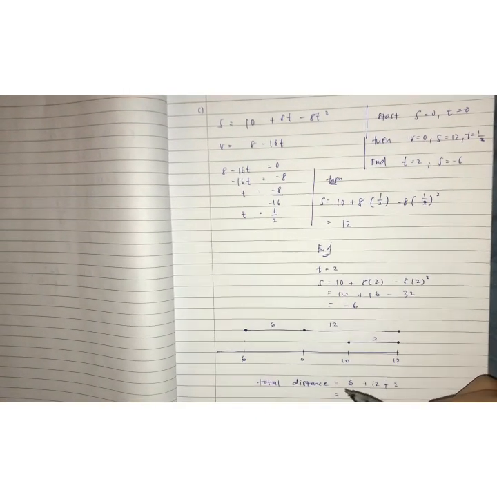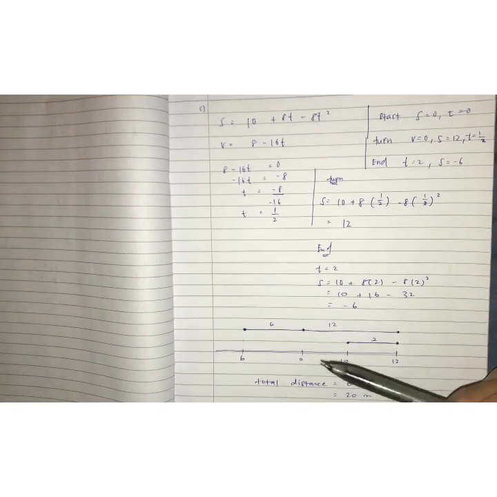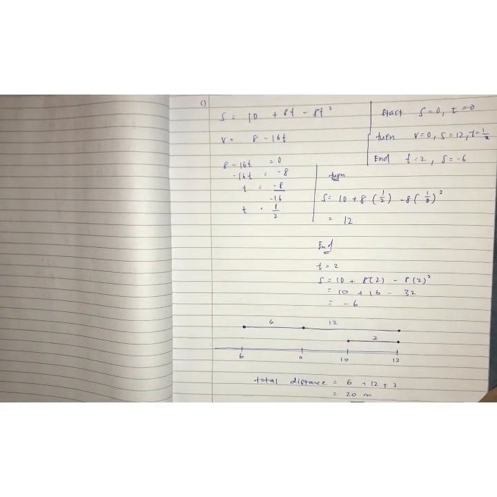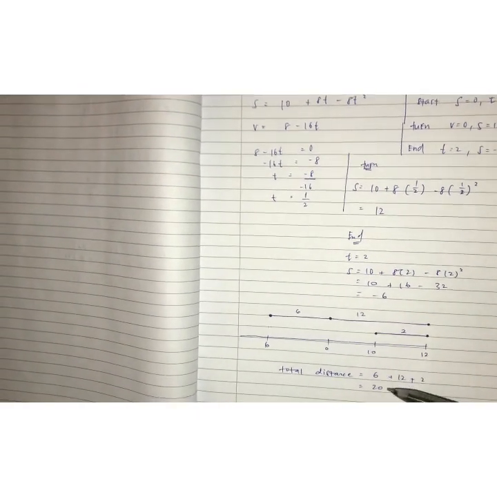The last thing is we just need to add all the distances to find the total. So the total distance is 6 plus 12 plus 2 equals 20 meters.